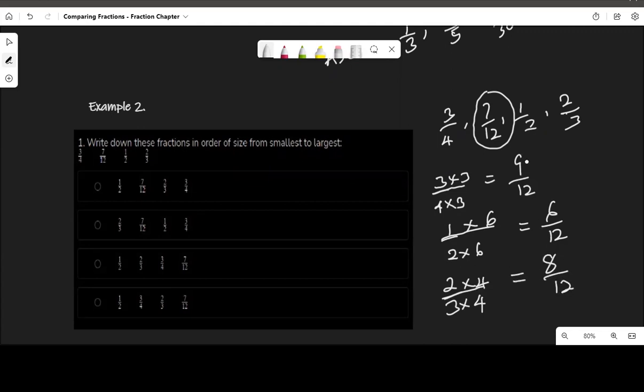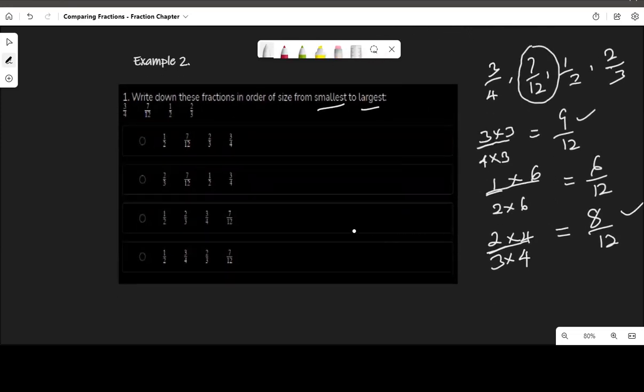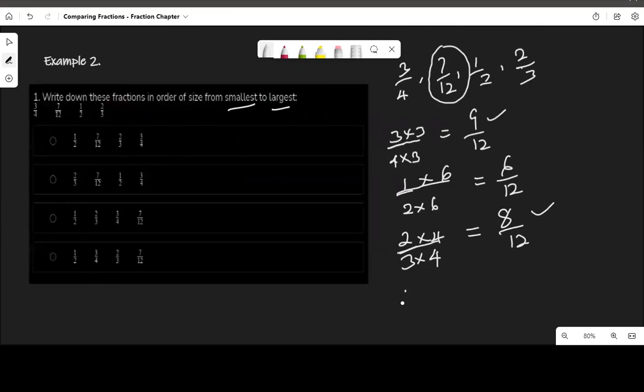Now comparing their numerators, which one has the highest value? This has the highest, followed by this, then followed by this fraction itself, which we did not touch, and then lastly this. So the question says we should arrange from the smallest to the largest. So the smallest fraction here is the one that gives us 6 over 12, and that is 1 over 2. You write it here, 1 over 2, followed by the next smaller fraction, which is 7 over 12.